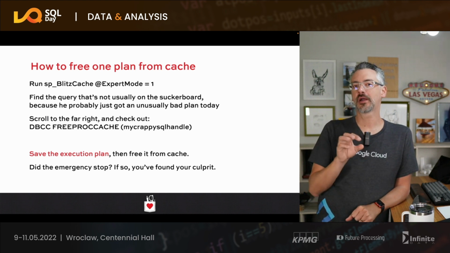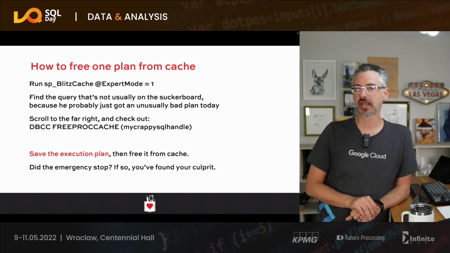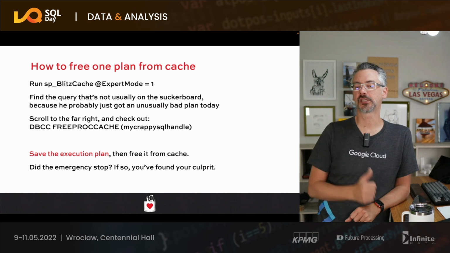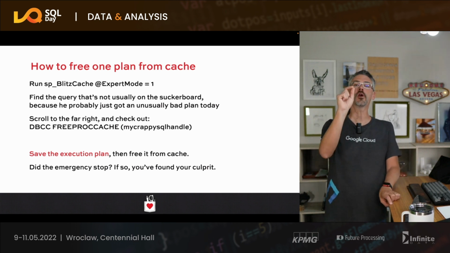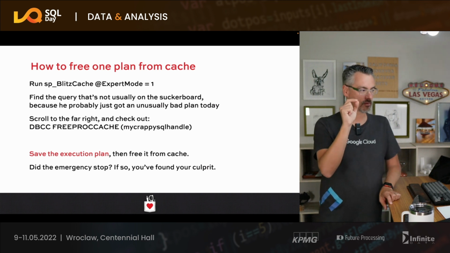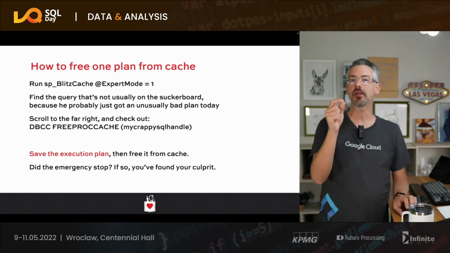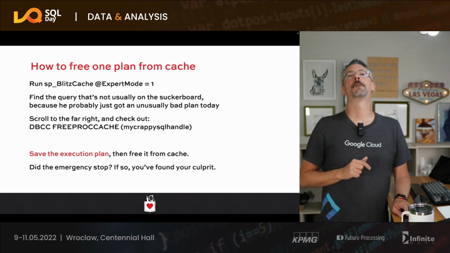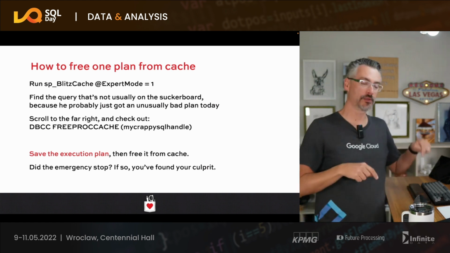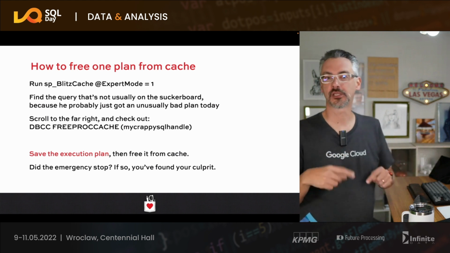Over at the far right-hand side of sp_BlitzCache's query results, there's a command to go run DBCC FREEPROCCACHE for just that one query. We are freeing just that one query plan out of the plan cache. And then go run the query that used to be slow.